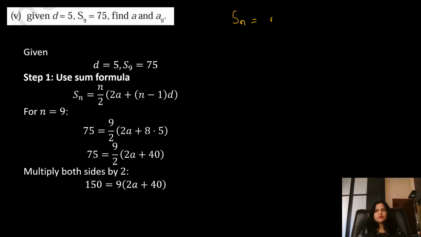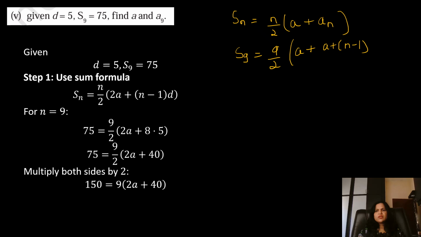Sn equal to n by 2, first term a plus, we don't know what the first term is, a plus an. That is, now S9 equal to 9 by 2 into a plus an, which is a plus n minus 1 into d. That is a plus a, which is 2a plus n minus 1 into d. How this formula came.